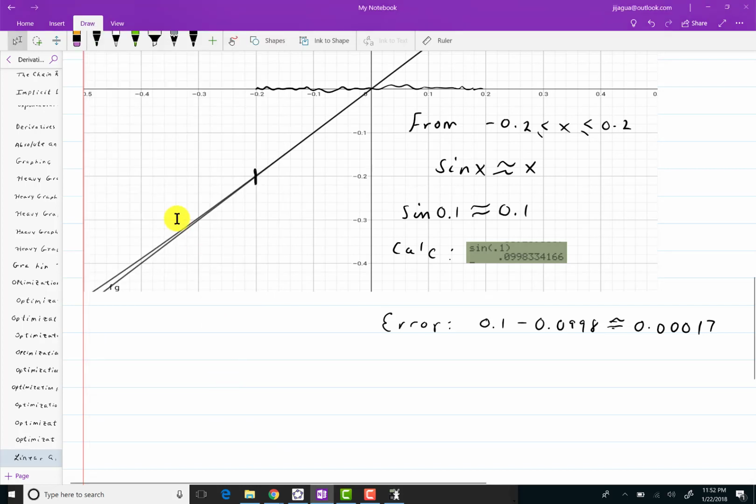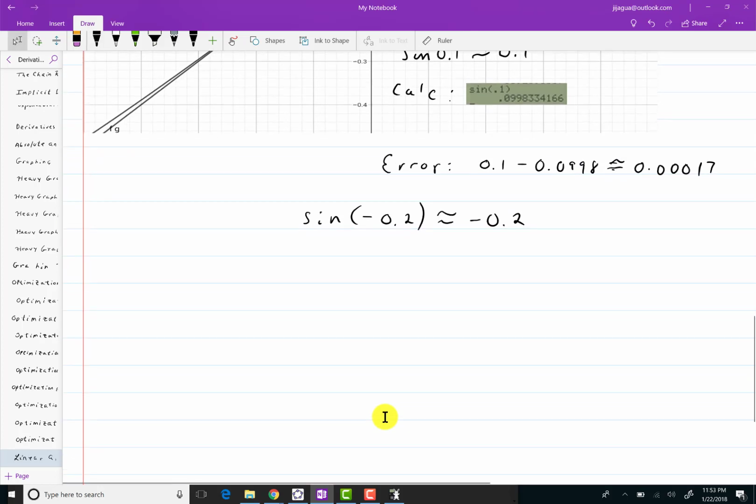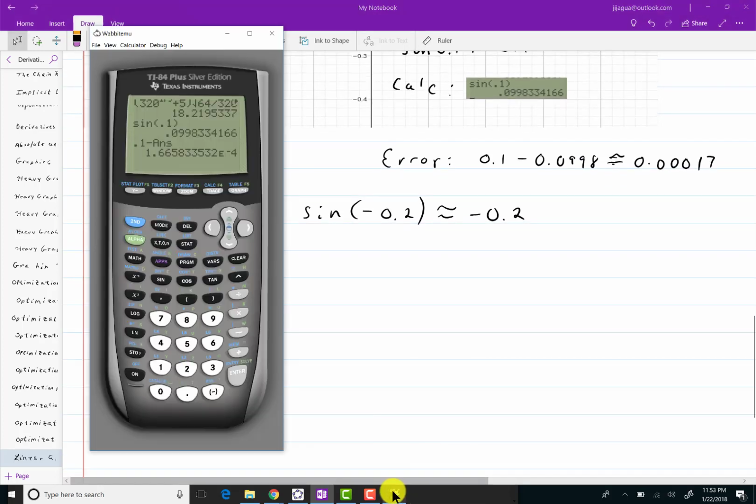Well, let's try something in the negative. Let's try sine of negative 0.2, which is supposed to be approximately negative 0.2. Let me see what the calculator has to say about it.